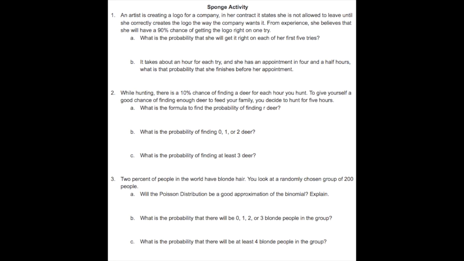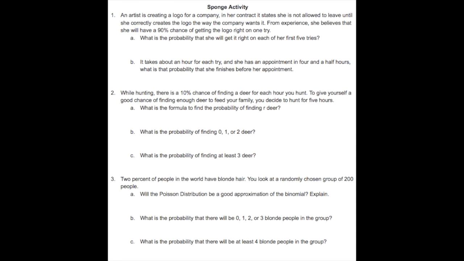Number 2, while hunting, there is a 10% chance of finding a deer for each hour you hunt. I made up that percentage. Sorry, I don't hunt, so I don't know the actual percentage. To give yourself a good chance of finding enough deer to feed your family, you decide to hunt for 5 hours. I actually think that's probably not enough time, but okay, I'm going with it. A, what is the formula to find the probability of finding r deer? B, what is the probability of finding 0, 1, or 2 deer? And C, what is the probability of finding at least 3 deer?